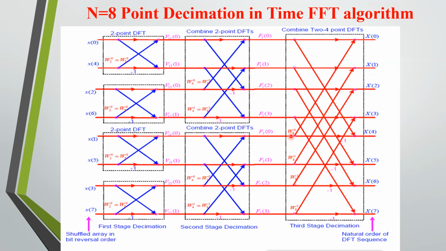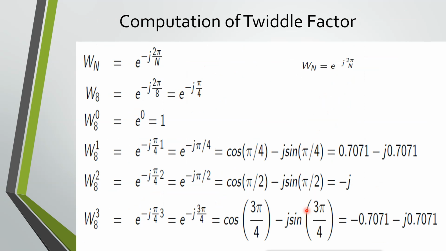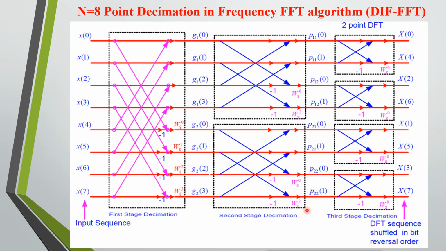Here, W of 8 raised to 0 equals 1, W of 8 raised to 1 equals 0.707 minus j 0.707. Here W of 8 raised to 2 equals minus j. W of 8 raised to 3 is equal to minus 0.707 minus j 0.707. Next we will see the 8-point decimation in frequency FFT algorithm.